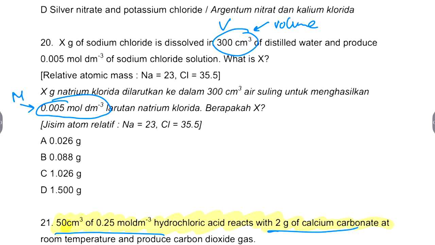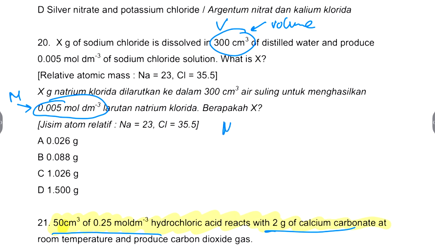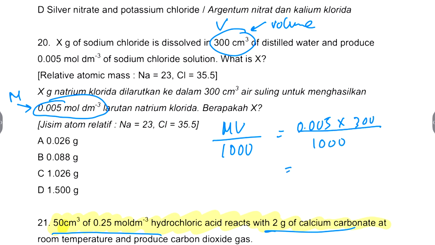So what do you do? MV over 1000, of course. What else can you do? Okay, so MV over 1000. M is 0.005, V is 300 over 1000.